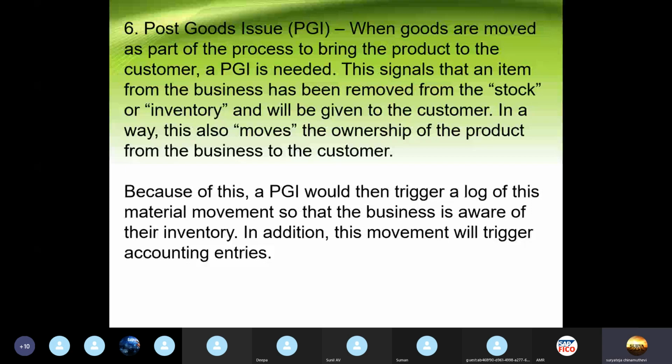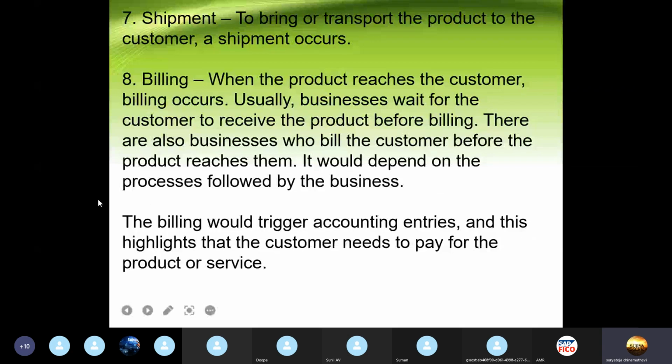Shipment. To bring or transport the product to the customer, a shipment occurs. Billing. When the product reaches the customer, billing occurs. Usually, businesses wait for the customer to receive the product before billing. There are also businesses who bill the customer before the product reaches them. It would depend on the processes followed by the business. The billing would trigger accounting entries, and this highlights that the customer needs to pay for the product or service.